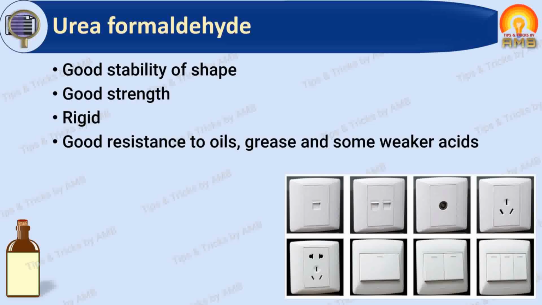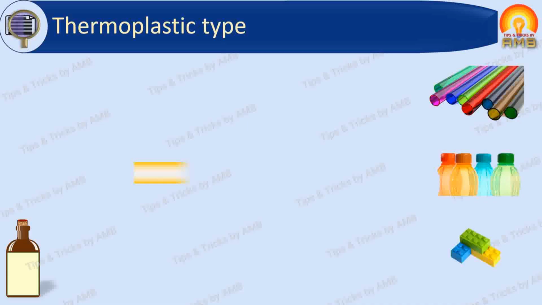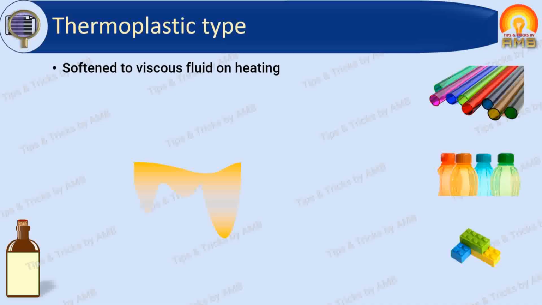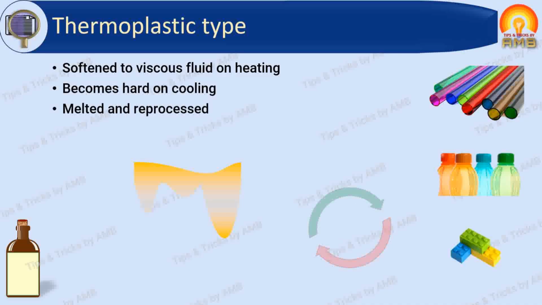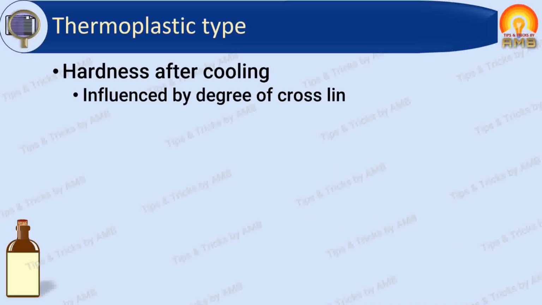The next main type of plastic is thermoplastic type plastic. These have opposite characteristics to those of thermosetting plastic. This type of plastic gets softened to a viscous fluid on heating and becomes hard again on cooling. Thus, this type of plastic can be melted and reprocessed. Hardness after cooling is influenced by the degree of cross-linkage.